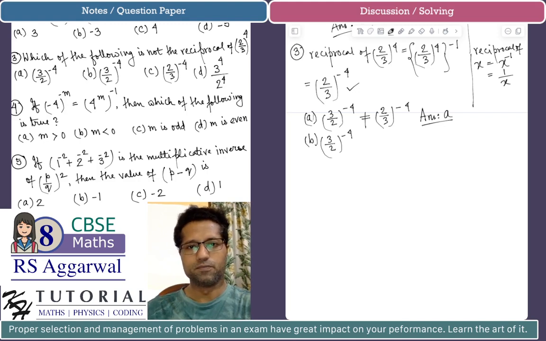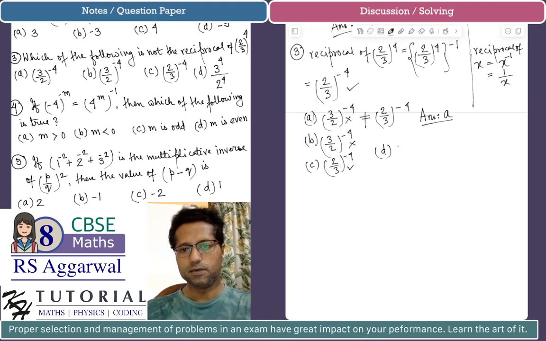A is not a reciprocal, so A should be the correct choice, but the value given in choice B is also not a reciprocal, so B will also be a correct choice. But anyway, that's my mistake. Choice B, I guess, should be different. I might have copied it wrongly. And choice C? Choice C is (2/3) raised to the power minus 4. This is the correct reciprocal.